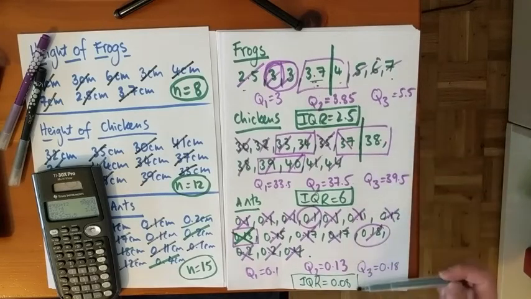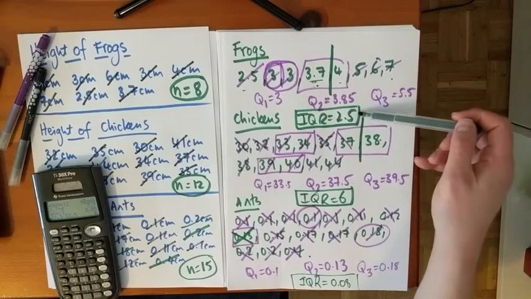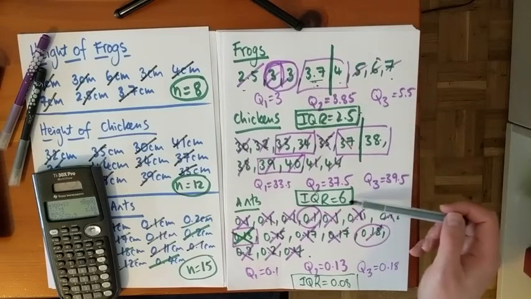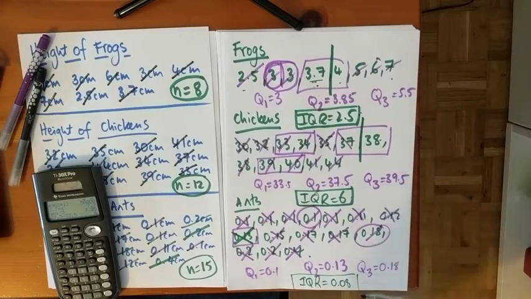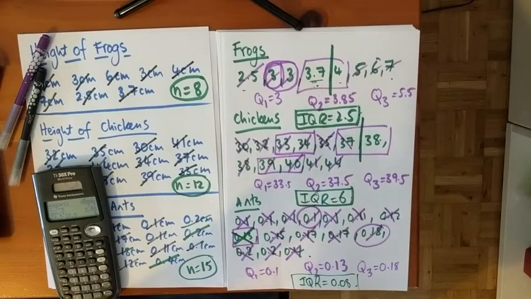The interquartile range gives you an idea of how spread out the data is. So the frogs have a spread of 2.5 centimeters, the chickens have an interquartile range of 6 centimeters, and the ants have 0.08 centimeters. So these guys here are much more similar to each other than the chickens. The chickens number is huge. So you have some big chickens and you have some small chickens, even within the middle half of the data.